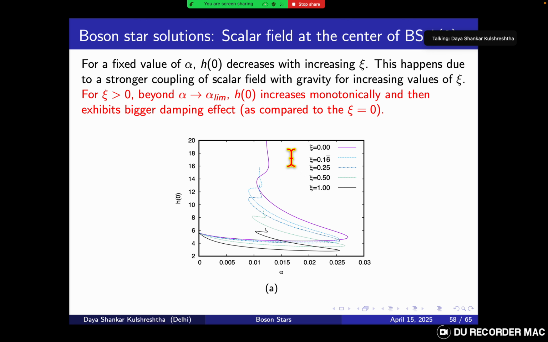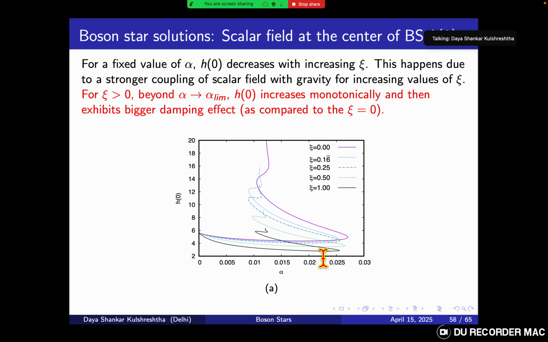So in this figure, we plot the matter field at the center of the boson star versus the parameter alpha, and this for different values of xi, which corresponds to the non-minimal coupling term. So you see, when you increase xi, this plot comes down here. This black one corresponds to xi equal to 1, and this corresponds to non-minimal gravity, and this is minimally coupled gravity.